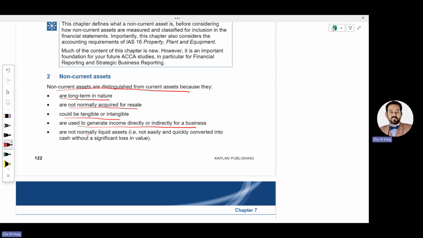They are not normally liquid assets, meaning they cannot be converted into cash easily. Inventory, receivables, cash at bank we can convert into cash easily, but non-current assets cannot be quickly converted into cash, meaning they are not liquid. Liquid means that it can be converted into cash easily.